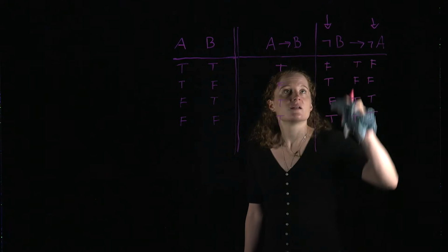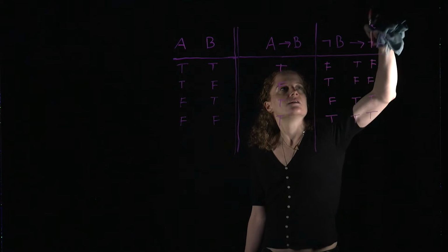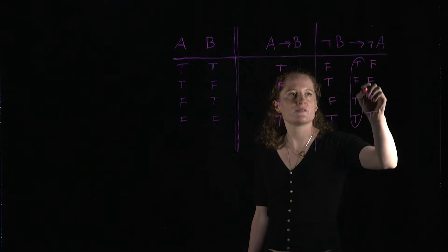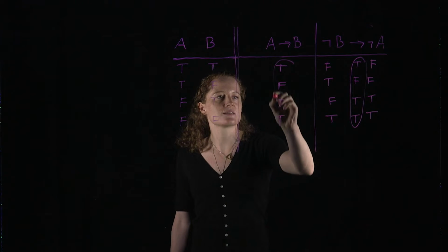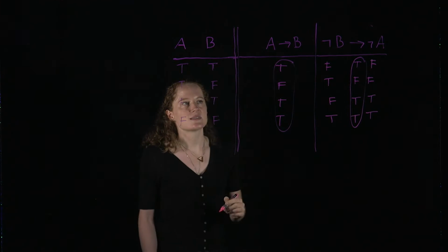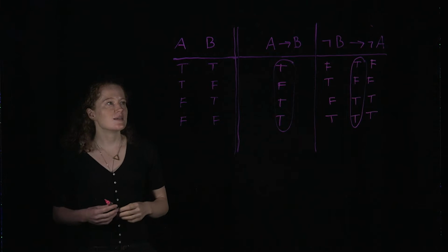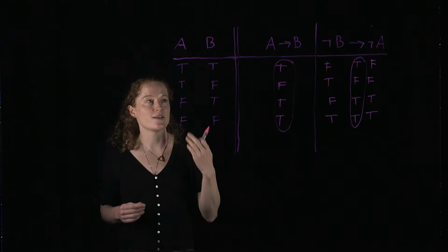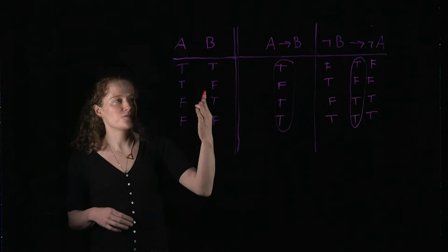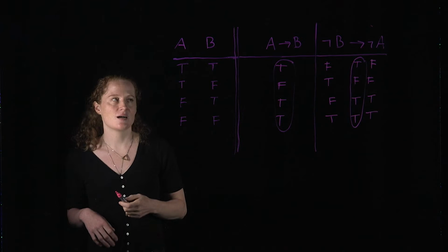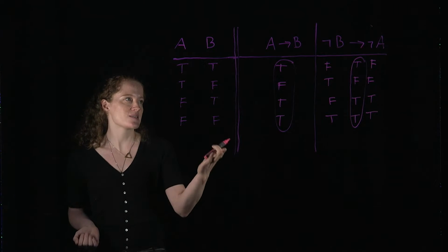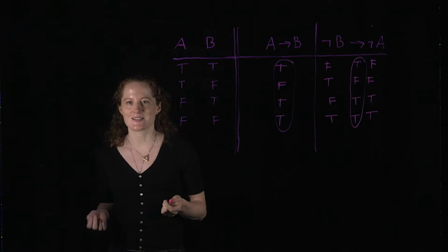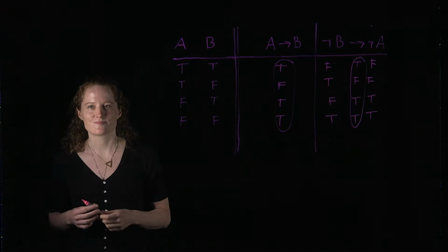And when we now look at the two columns under the main connectives of our two sentences, we can see that these two sentences indeed are tautologically equivalent. And the reason is because they exhibit the same pattern of T and Fs in the column under the main connective. In both cases, it is TF, TT. And so the two sentences are tautologically equivalent.